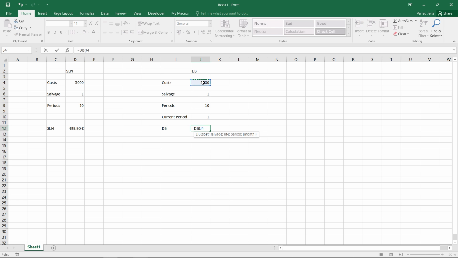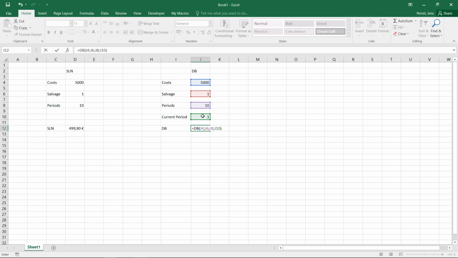We have the cost, basically what we bought, what we want to depreciate. Then, as I said, the salvage, basically what it's worth after the periods of depreciation. Here the number of periods. Then the current period for which we actually want to calculate the depreciation.